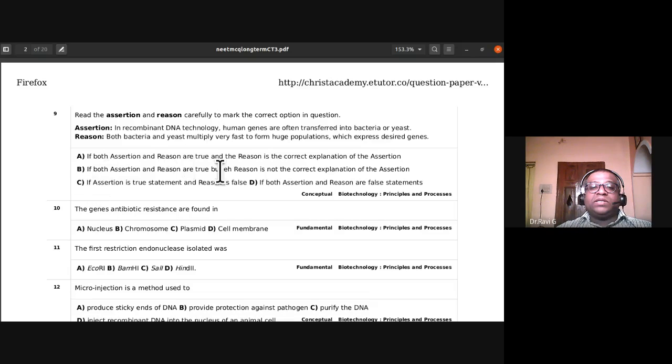Are both assertion and reason true, and reason is a correct explanation of the assertion? Both assertion and reason are true but reason is not the correct explanation; assertion is true and reason is false; both assertion and reason are false. Which is the correct choice? See, it is option A, because both assertion and reason are true, and reason is a correct explanation of the assertion. So option A is the correct answer.